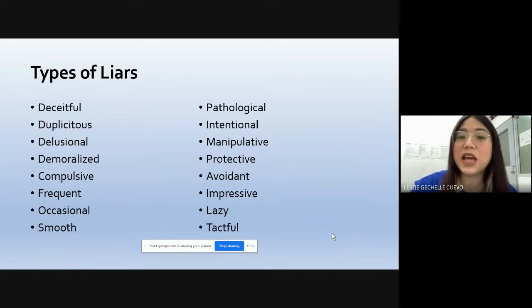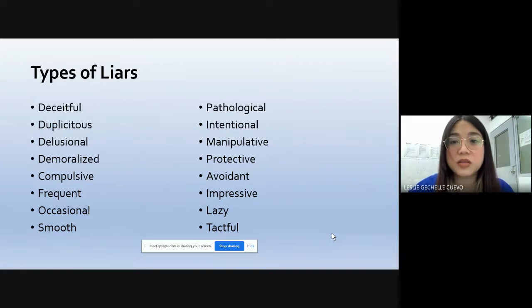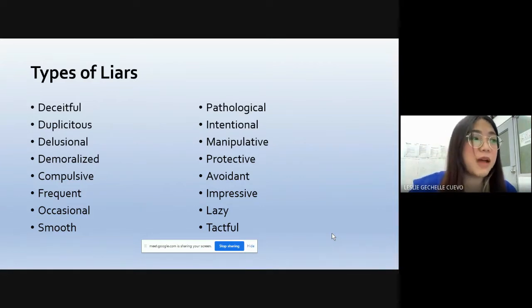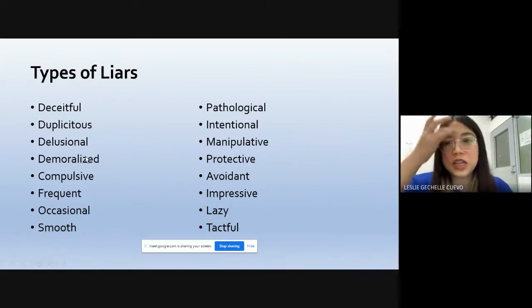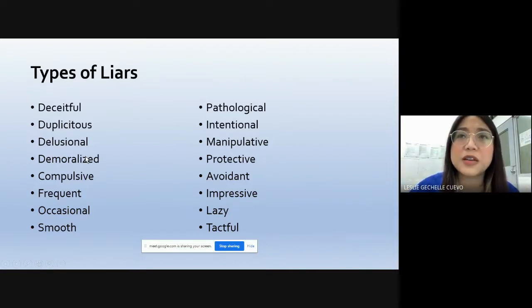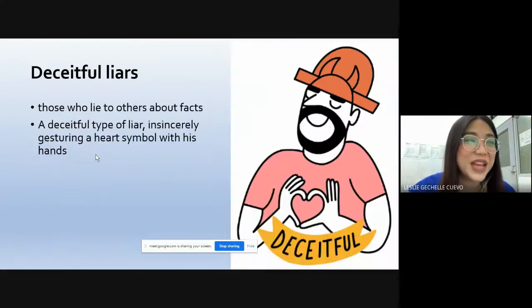So, pinagsama-sama ko na lahat dito, mga types of liars. Deceitful, duplicitous, delusional, demoralized. Etong apat is specifically the types of liars na according to their values. And then we also have compulsive, frequent, occasional, smooth, pathological, intentional, manipulative, protective, avoidant, impressive, lazy, and tactful liars. Alam niyo, may tactful liar, di ba? Okay, dito muna tayo sa values.